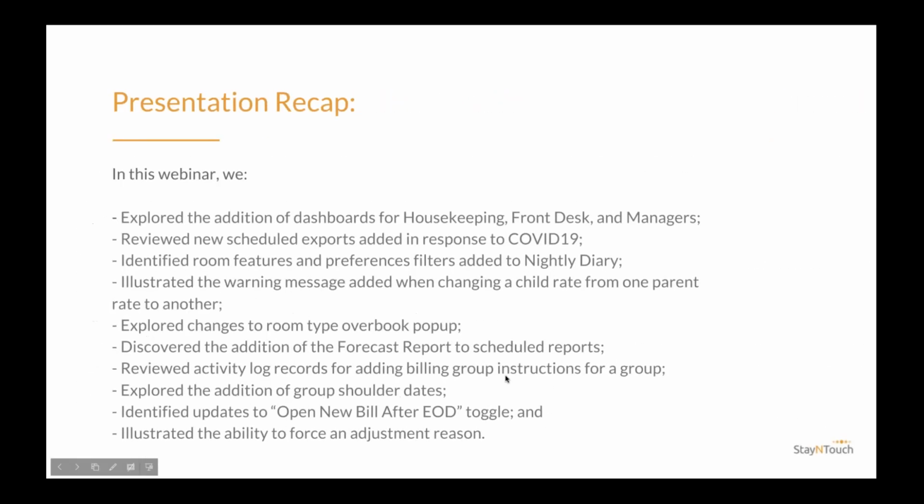All right. So in this webinar, we explored the addition of dashboards for housekeeping, front desk, and managers, reviewed new scheduled exports added in response to COVID-19, identified room features and preferences filters added to the nightly diary, illustrated the warning message added when changing a child rate from one parent rate to another, explored changes to the room type overbook pop-up, discovered the addition of the forecast report to scheduled reports, reviewed activity log records added for billing group instructions to a group, explored the addition of group shoulder dates, identified updates to the open new bill after end of day toggle, and illustrated the ability to force an adjustment reason.